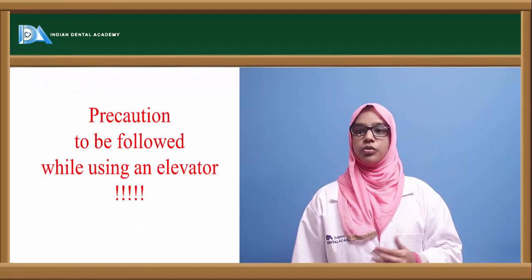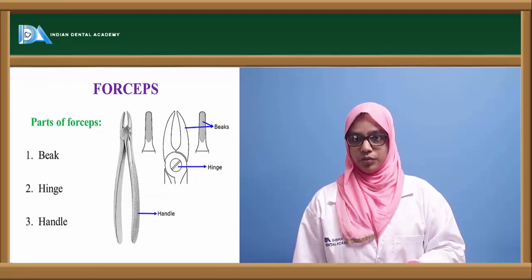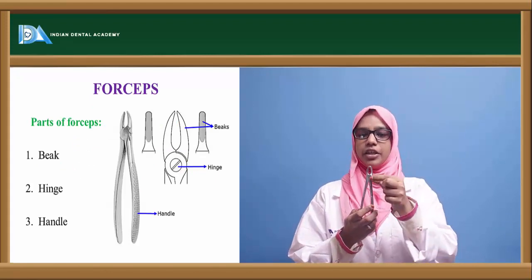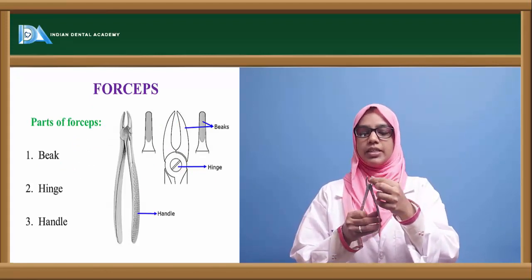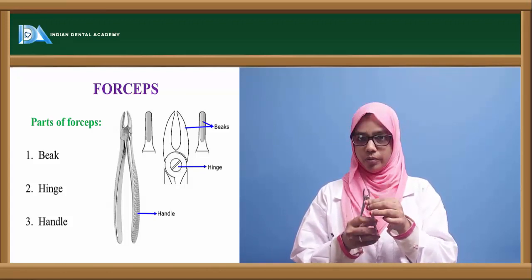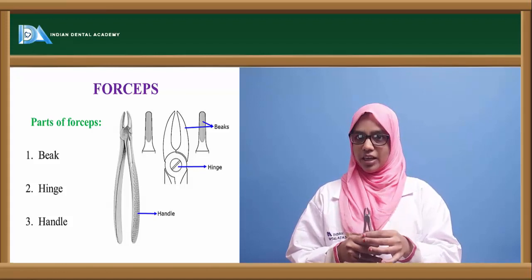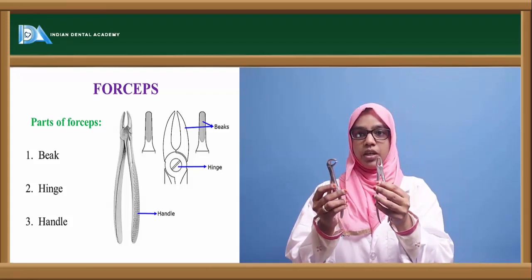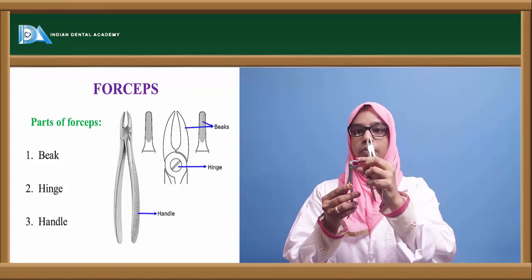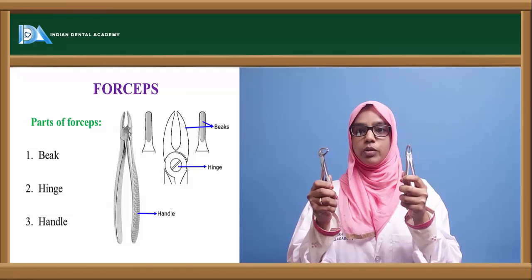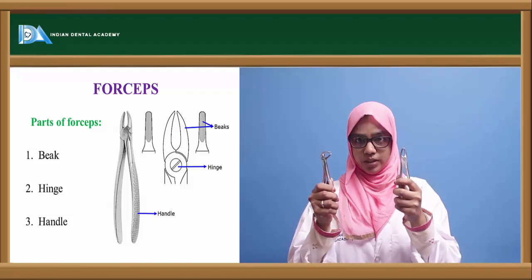Let's move on to the forceps that I use. Now the forcep has a handle, a hinge and a beak. Beaks have serrations. These serrations are to grasp the tooth firmly. For the maxilla you have one forcep, and for the mandible you have a different forcep. In case of the mandible, the beak is at right angle to the handle. As you can see, these are the differences between the maxillary and mandibular forceps.